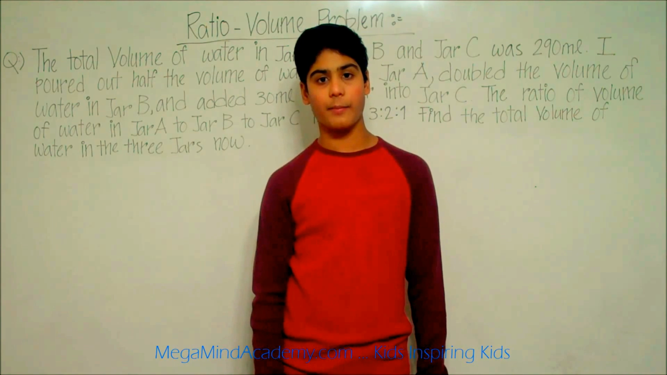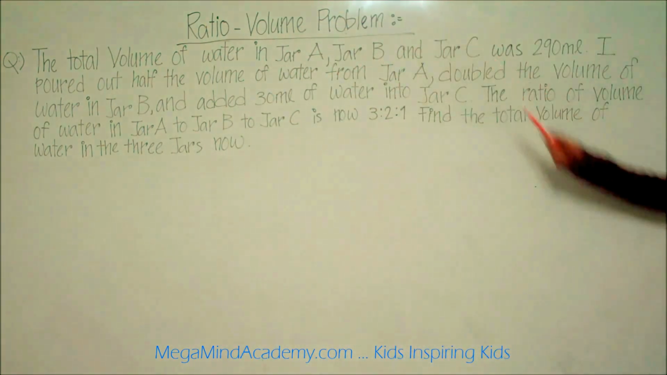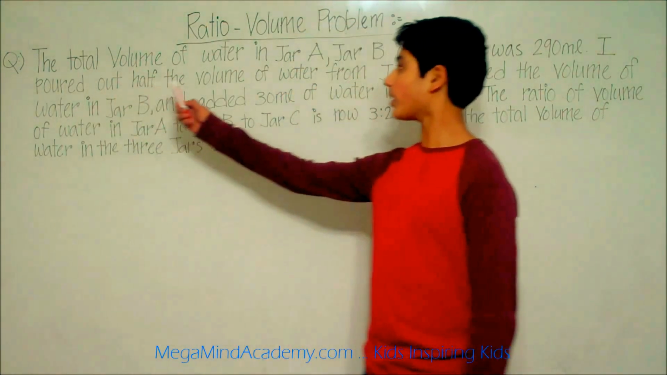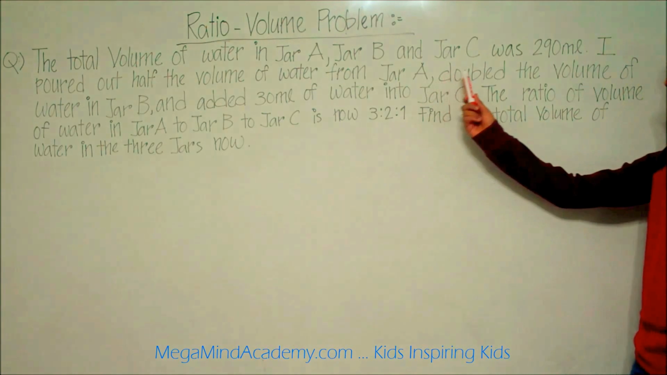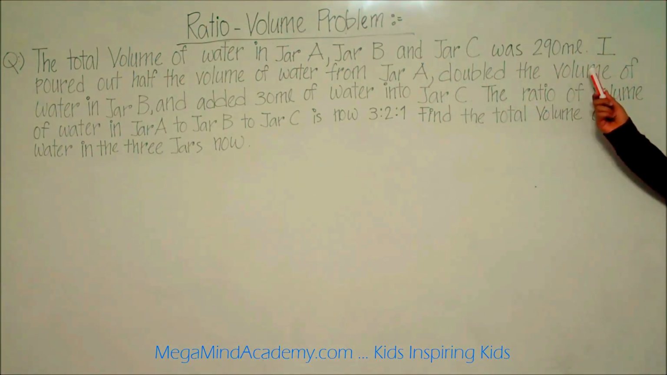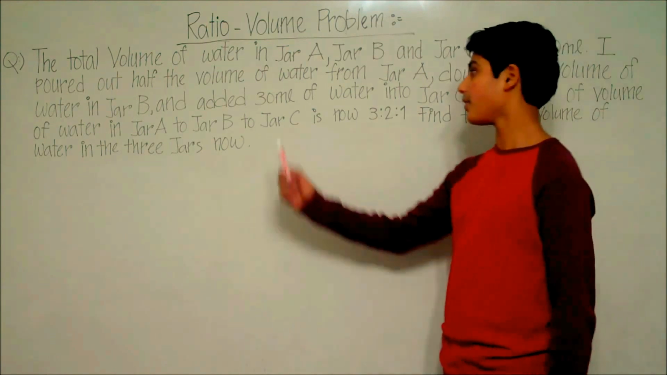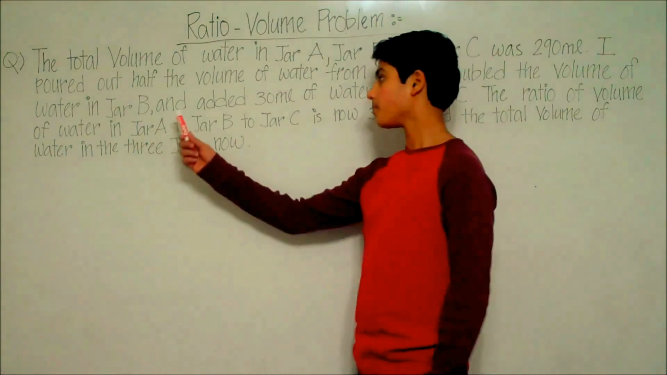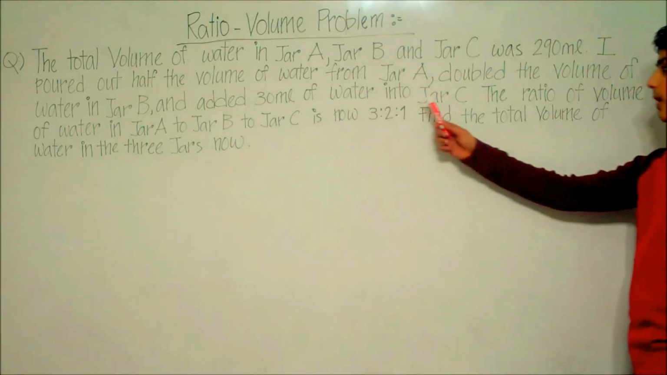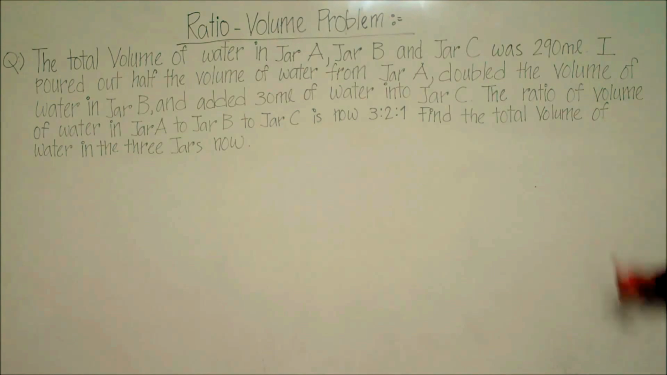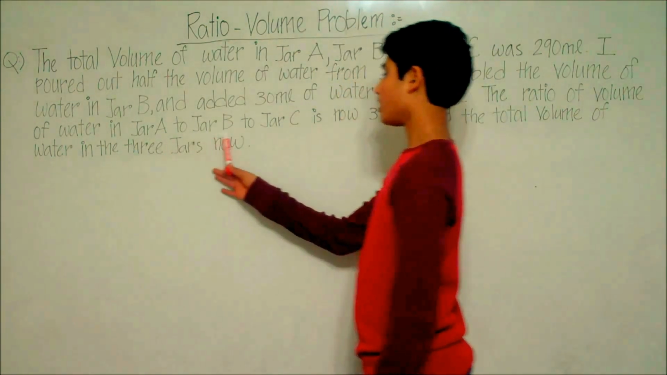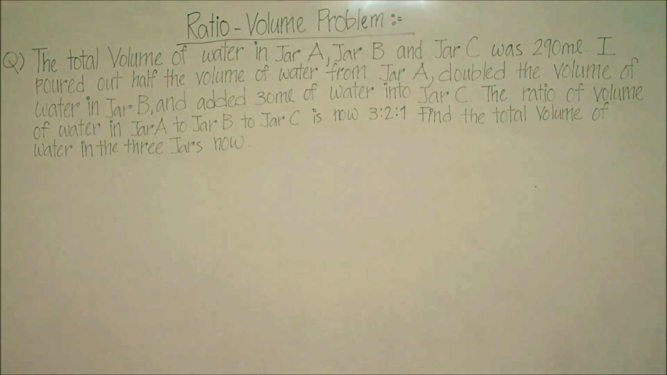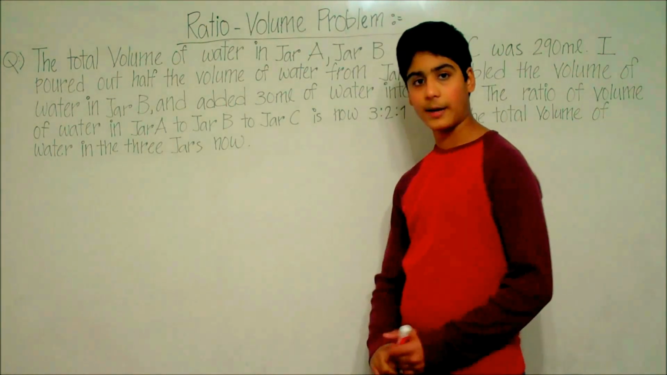Today we're going to learn about ratio volume word problem. Let's say we have a problem like this. The total volume of water in jar A, jar B, and jar C was 290 milliliters. I poured out half the volume of water from jar A, doubled the volume of water in jar B, and added 30 milliliters of water into jar C. The ratio of the volume of water in jar A to jar B to jar C is now 3 to 2 to 1. Find the total volume of water in the three jars now.